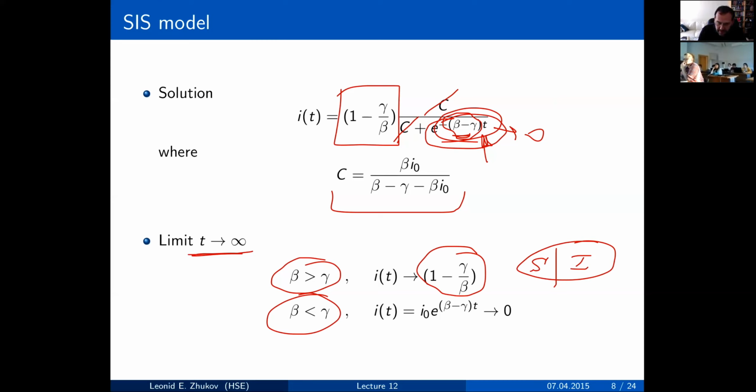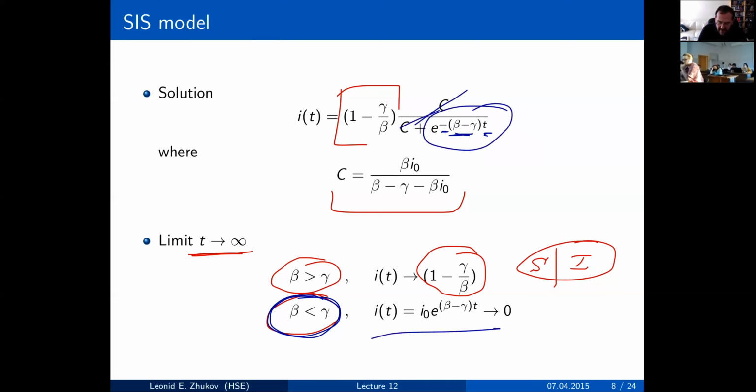Let's see if I can erase. Yeah, I can erase. So when beta is less than gamma, this is negative. Negative times minus is positive. Times large t, it's going to be a very large term. So it will be dominating. Everything else goes away. So this dominates. That's what it's going to look like.